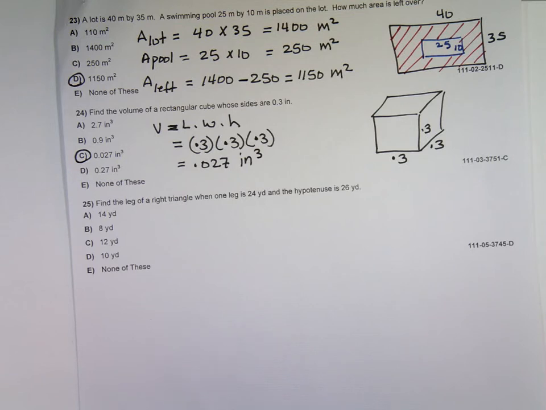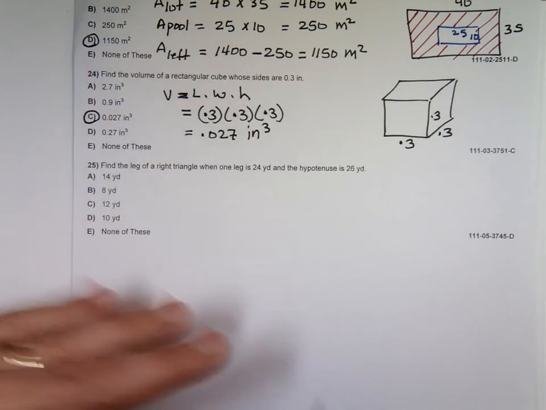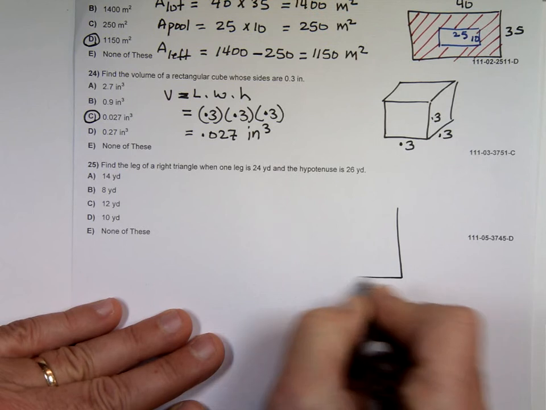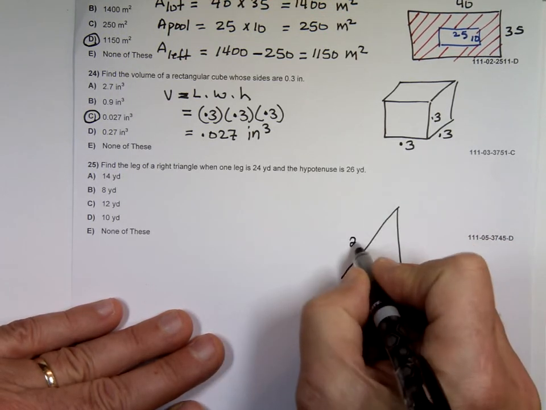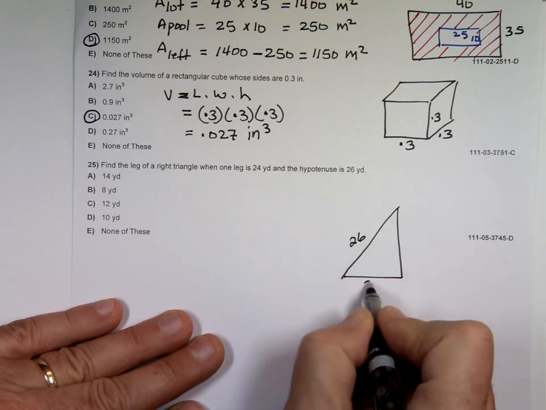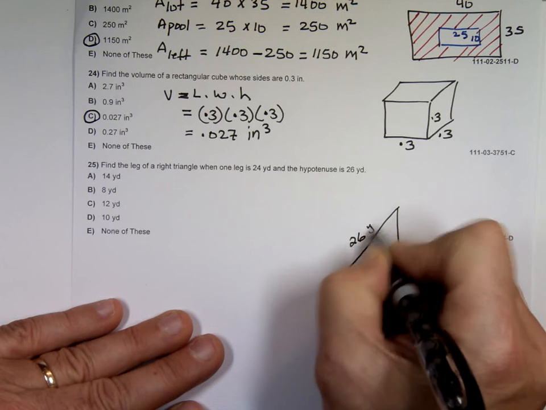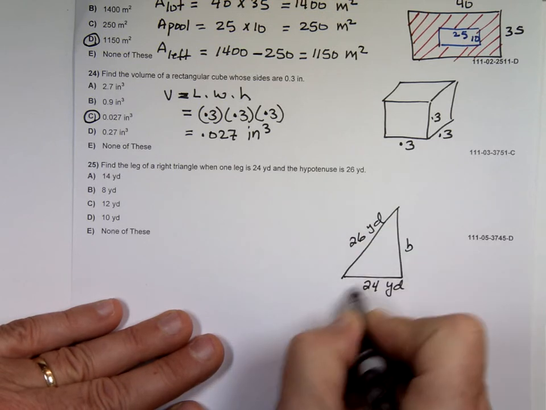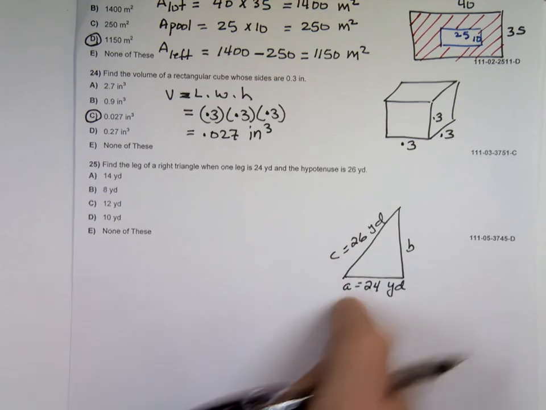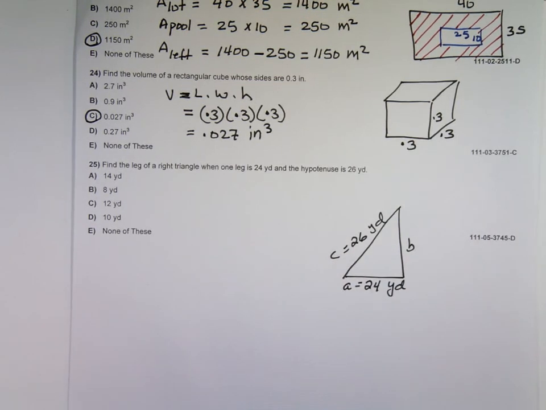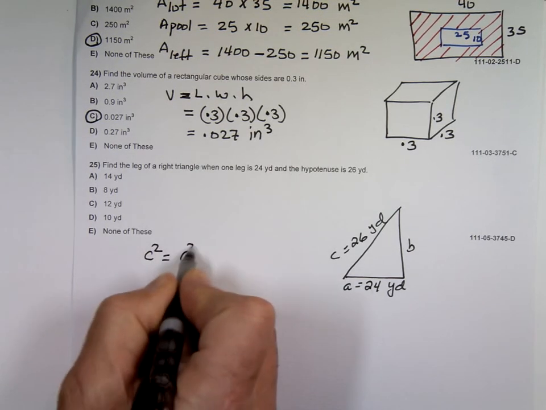And the last problem, we've got a right triangle. The hypotenuse is 26 yards. One of the legs is 24 yards. Doesn't really matter which one. And what was the other leg? We'll call that A. Hypotenuse is always C. A, B, and C. So we're going to use C squared equals what? A squared plus B squared, the Pythagorean theorem.